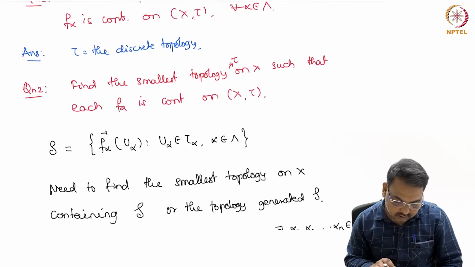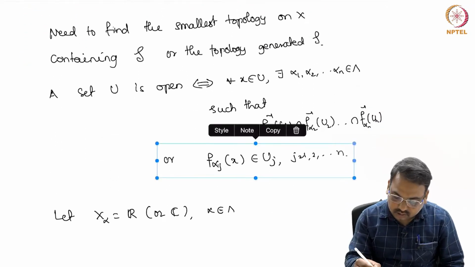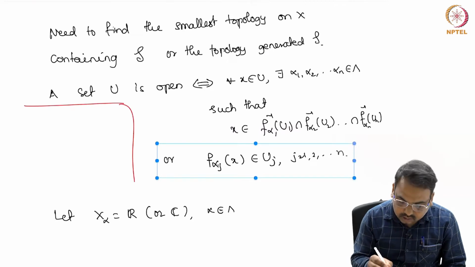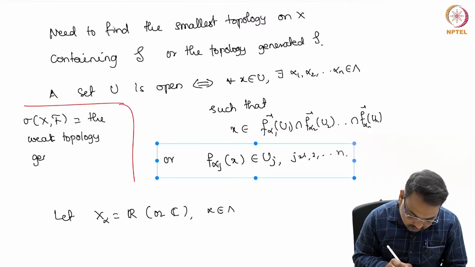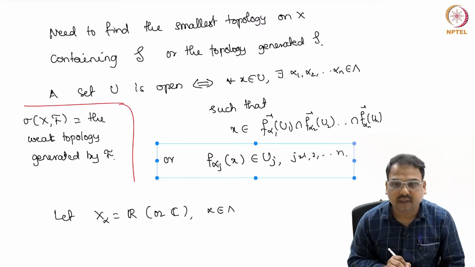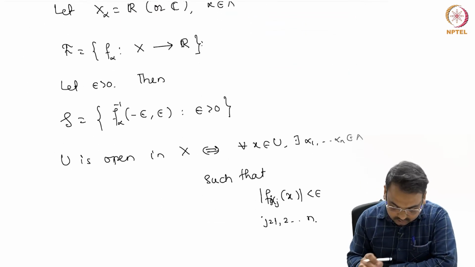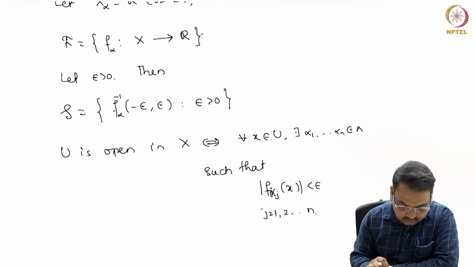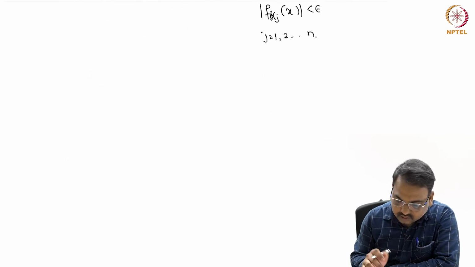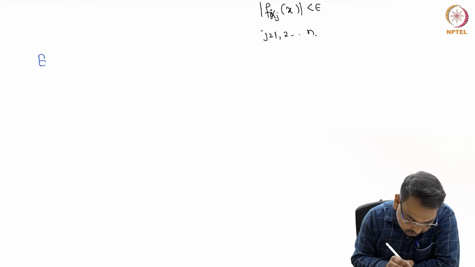So we can write here sigma(X, F), the weak topology generated by the family of functions F. Now in this particular case, the weak topology generated by a family of functions is denoted by sigma(X, F). Let us look at a few examples to understand this point.